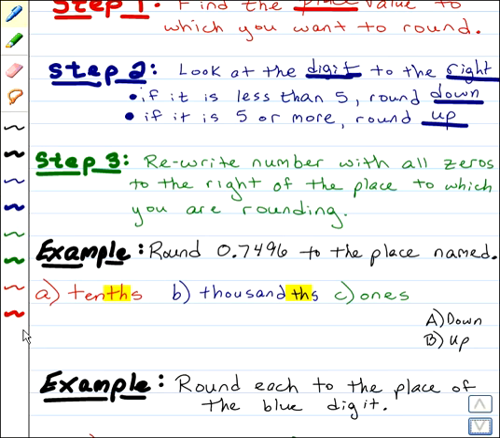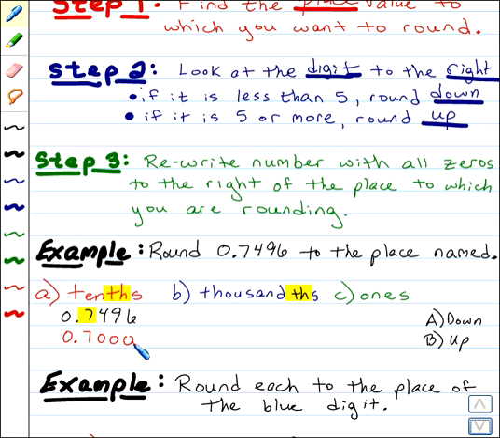Let's rewrite the number and do step 1, locate what place I want. The tenths place is the first place after the decimal. That's 7. Step 2 says look just to the right and look at that digit. 4 is less than 5, so we round down. When we round down, we write the digits on the left side, including the place value digit, the same and all zeros to the right of that.